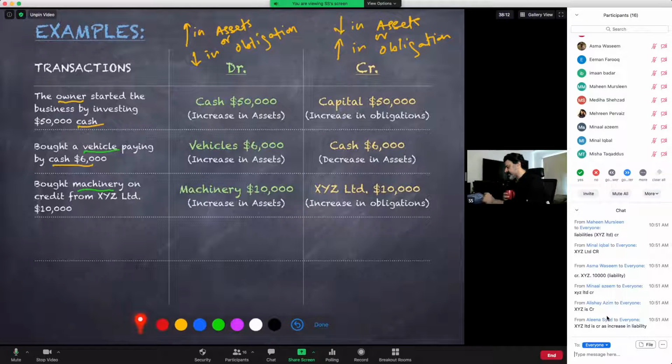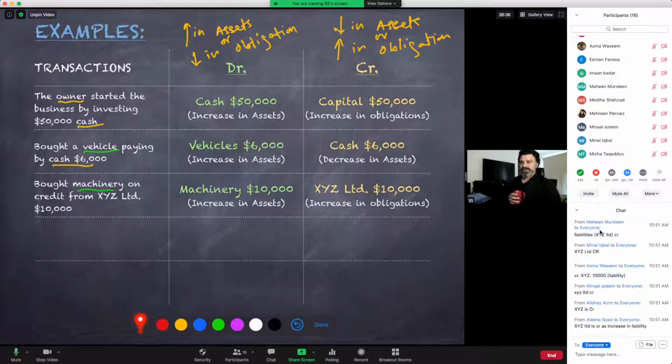So we did not write that increase in the asset debit $10,000. We refer to which particular asset was debited. So in this case, it was machinery. Similarly, increase in the obligation is going to be credited in this case, but which obligation? You have to name the obligation here. So the correct description of this event should be XYZ Limited credit. We agree with this transaction.